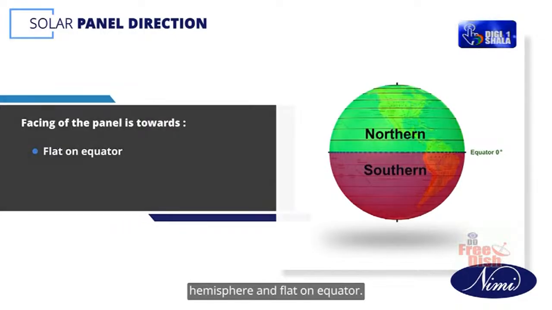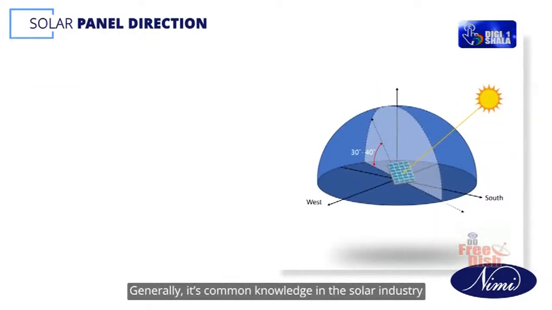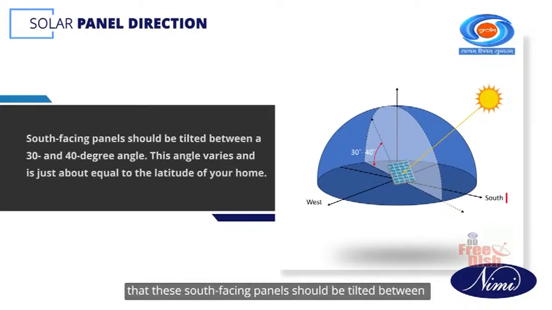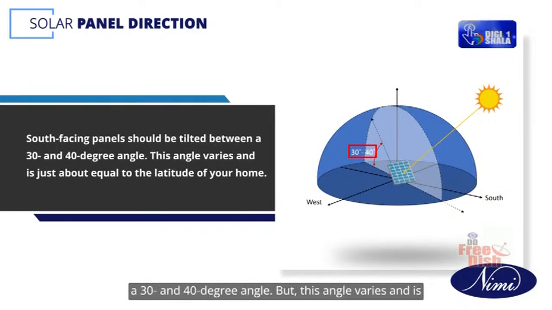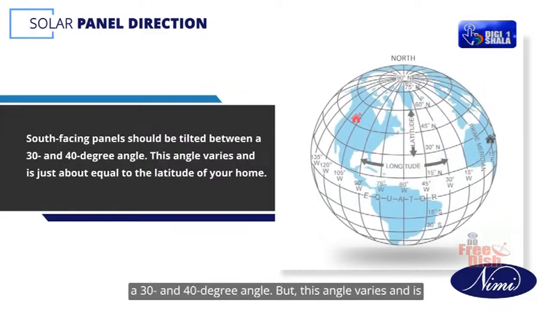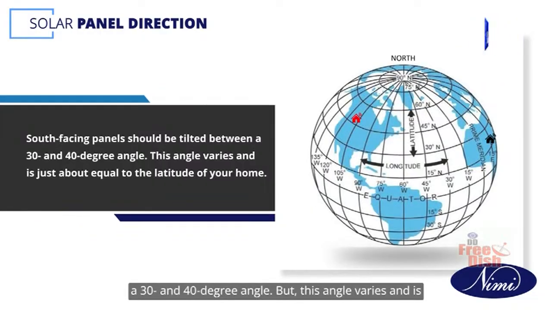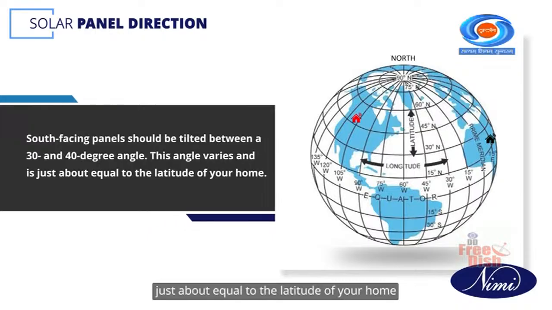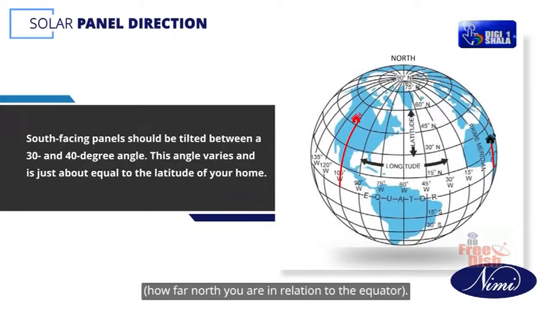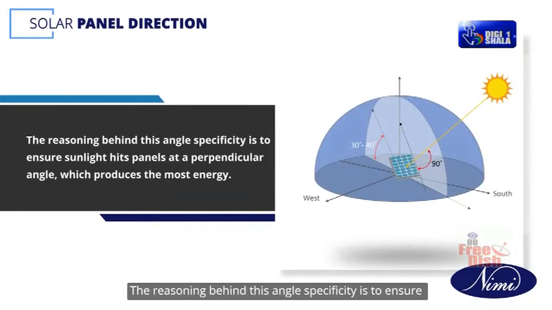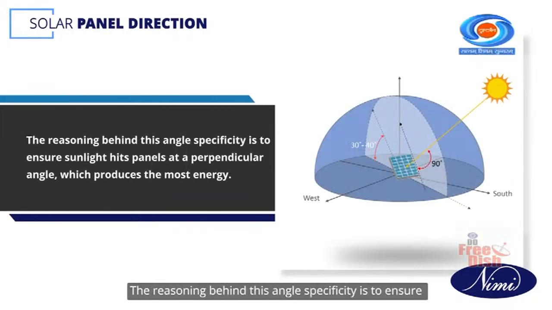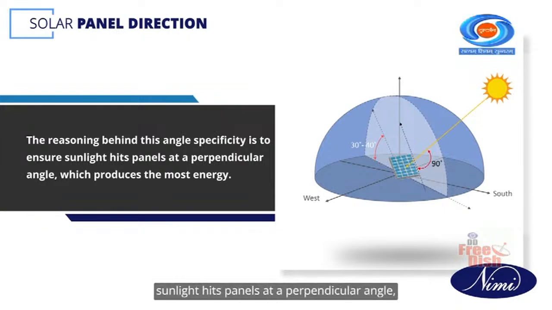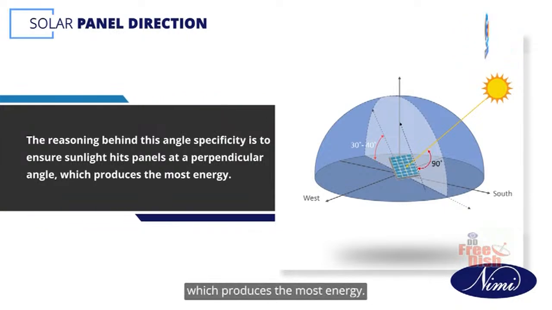Generally, it's common knowledge in the solar industry that these south-facing panels should be tilted between a 30 and 40 degree angle. This angle varies and is just about equal to the latitude of your home, how far north you are in relation to the equator. The reasoning behind this angle specificity is to ensure sunlight hits panels at a perpendicular angle, which produces the most energy.